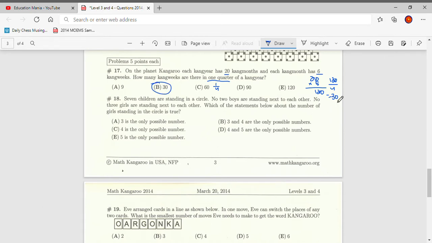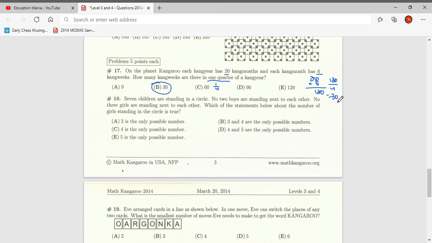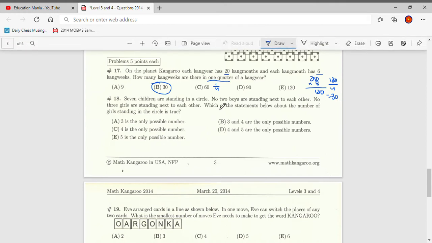Number 18. 7 children are standing in a circle. No 2 boys are standing next to each other. No 3 girls are standing next to each other. Which of the statements below about the number of girls standing in the circle is true? So you want to make this observation that it says no 2 boys, and here it says no 3 girls.